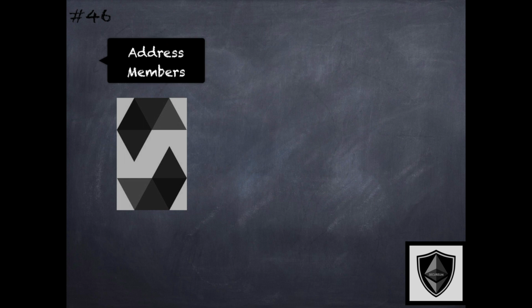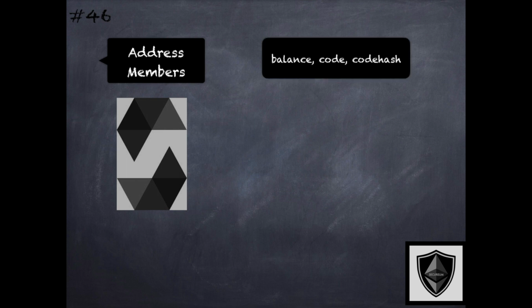Address types have different members that can give you different aspects of the underlying address type. There is the balance, that gives you the balance of that address in wei. There is the code, that gives you the code at that address. There is the code hash, that gives you the hash of the code at that address. And we talked about several of these in the context of the EVM instruction set as well.